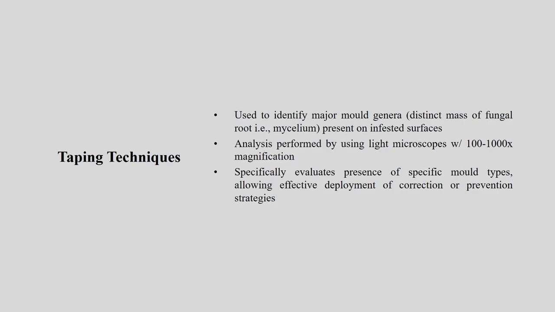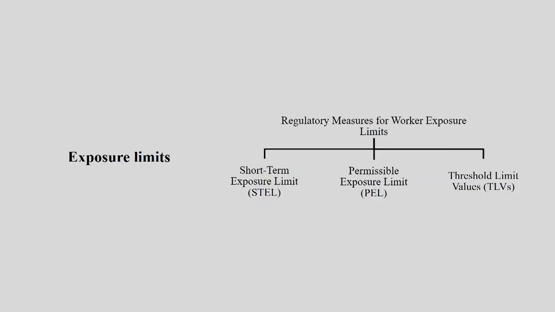It is used to identify the major mold genera, and analysis is performed using a light microscope at 100 to 1000 magnification. It specifically evaluates the presence of specific mold types, because it is categorization, allowing effective deployment of correction and prevention strategy. Because if you know a specific category is present, you can definitely take measures against it. It is not generic, it is very specific identification. That is the tapping technique.